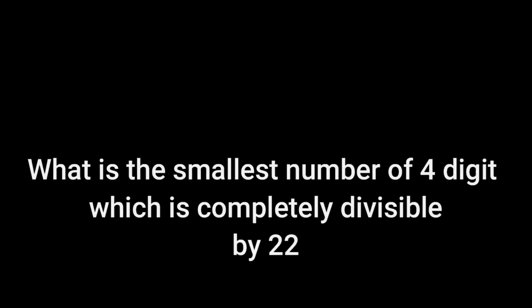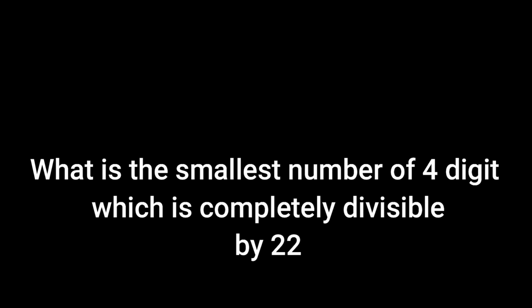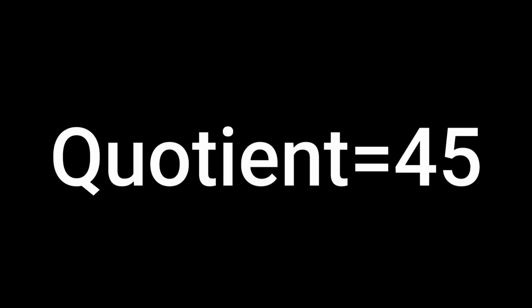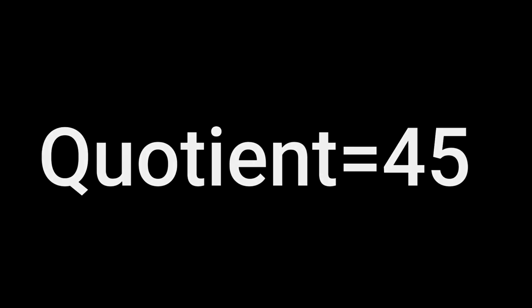Let's do another problem. What is the smallest number of 4 digit which is completely divisible by 22? So here also we will write the least 4 digit number, that is 1000. Then we will divide it by 22. The quotient here will be 45 and the remainder will be 10.